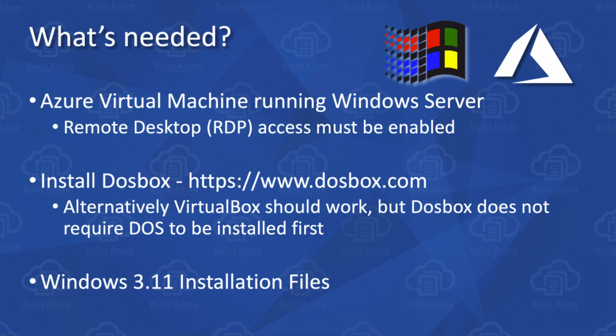Then what we're going to do is install Dosbox, and this is where we're going to run Windows 3.1 inside. You can get this from dosbox.com. Alternatively, you could use a virtualization solution like VirtualBox. This should work just fine, but Dosbox does not require the installation of DOS in order to get started. Then we also do need the Windows 3.11 installation files. These can be easily obtained through a Visual Studio subscription from Microsoft.